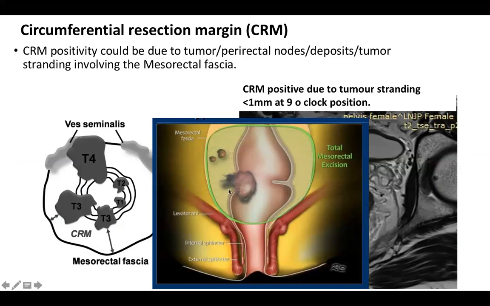And it is not only the distance from the primary tumor that we need to measure. The distance will also be taken from the most distal aspect, which could be the perirectal nodes or the tumor deposits also. Whichever is nearest to the mesorectal fascia, we take the distance from there.